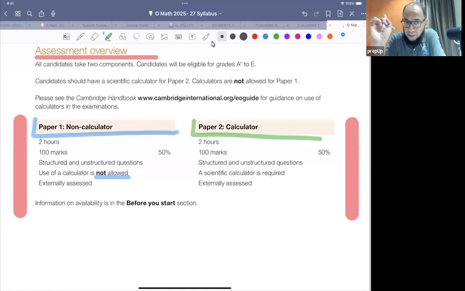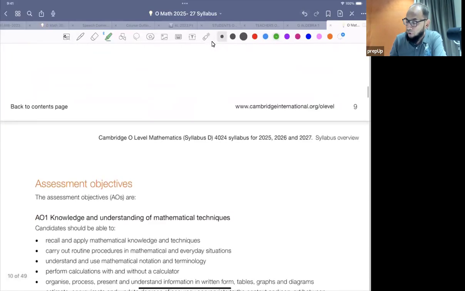So before, it used to be for 2.5 hours. Now it's only for 2 hours, 2 hours for paper 1, 2 hours for paper 2, 100 marks each, 50%, that's the weightage, 100 and 100, it's equal weightage. Structured and unstructured questions, a scientific calculator is required, externally assessed. So that is the difference between the two papers. So now let's look at the syllabus.